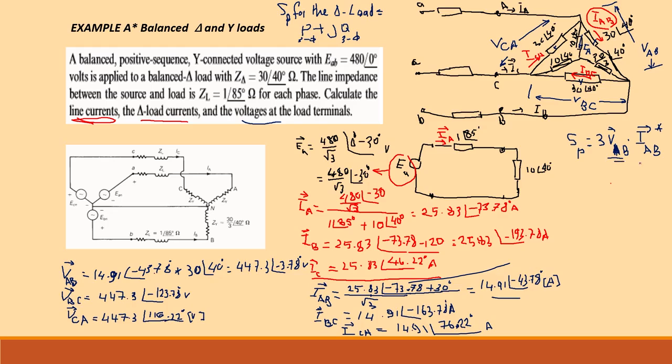This is the phase quantity of the voltage, and this is the phase quantity of the current. This is the voltage VAB, and the current IAB. Okay, these are phase quantities.